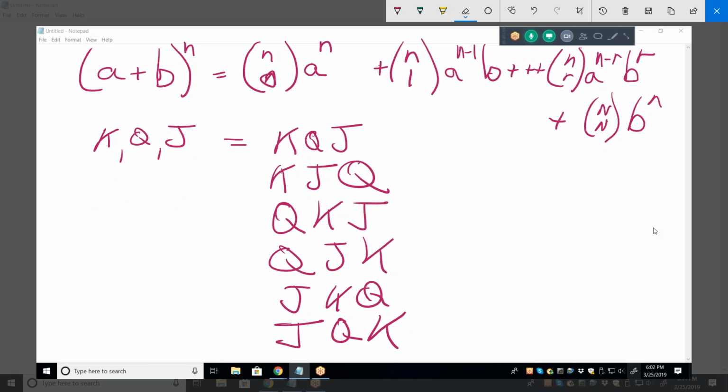But you'll notice if order matters, there are 6 different permutations. If order doesn't matter, there's only one combination. King, queen, and jack, and you don't care what order they're in. Right. You know how poker is played?